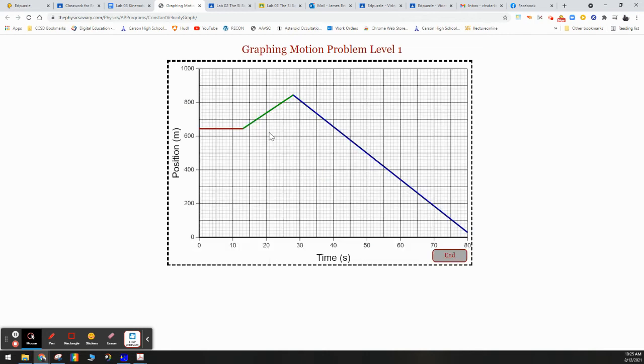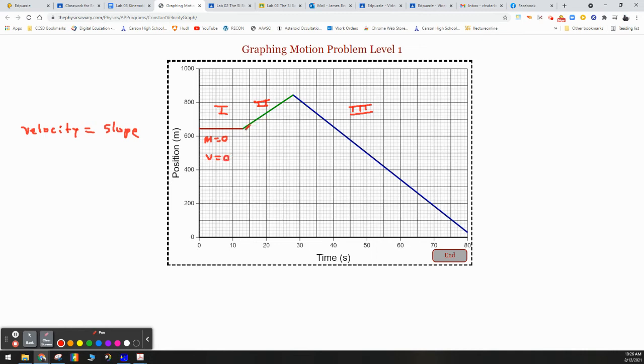We'll hit begin. Now there are 3 distinct regions here. We'll call this region 1, this will be region 2 here, and this will be region 3. We have position versus time, so velocity is simply going to be the slope. Since we have a horizontal line here, we know the slope is 0. Therefore, velocity is 0 in region 1.